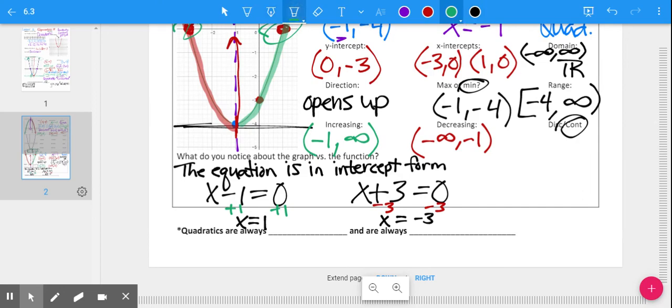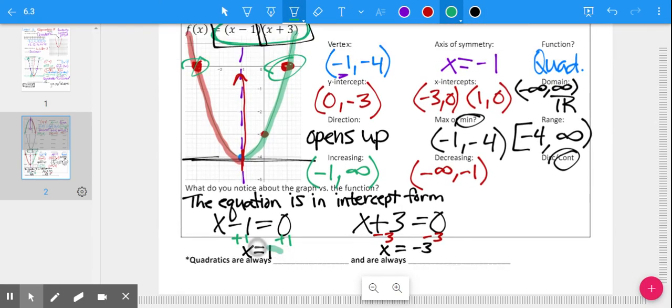So if you look back at your intercepts, it says x equals 1. Your x-intercept is 1, 0. So if we plugged in a 1, we would get out a 0. The other way, dealing with this other binomial, x is -3. So your x-intercept is -3, 0. That's why this is in intercept form.